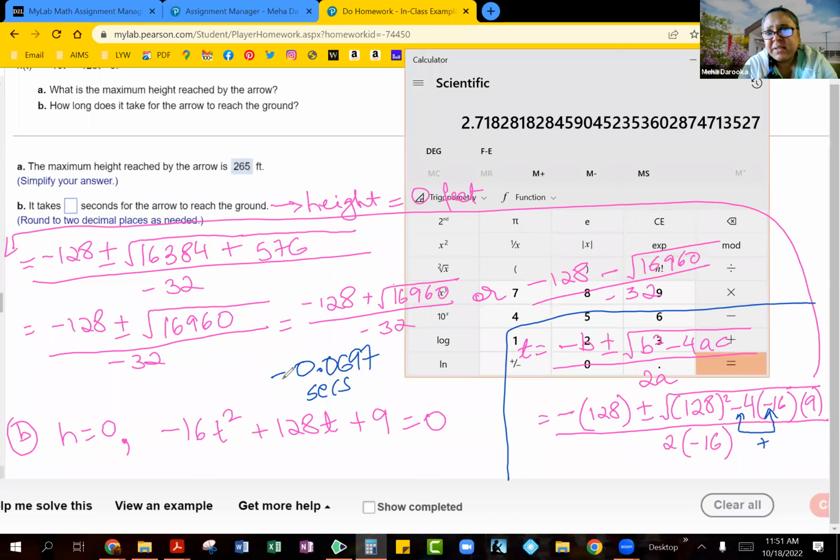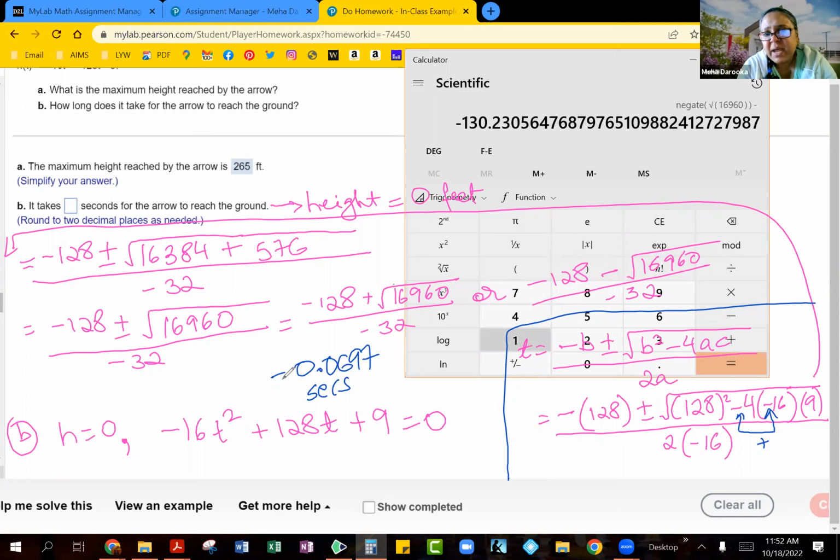So let's see what the other side gives us. So again, we've got 16,960 that we take a square root of, but this now has to be a negative number. From that, then you are subtracting the negative 128.